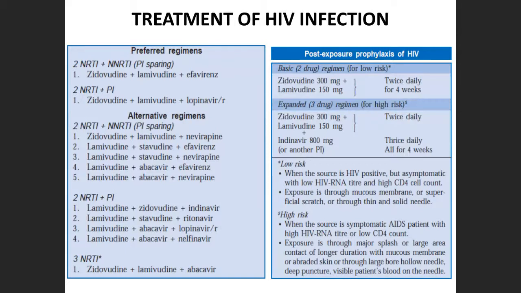This type of high risk is developed when a major area has come in contact with the HIV virus, or has come in contact for a longer duration, with large needles, deep puncture, the patient's blood on the needle, like that. So all this is the low risk and high risk people. So what is the difference between the low risk and the high risk? You must know. So this is about the antiviral agents.